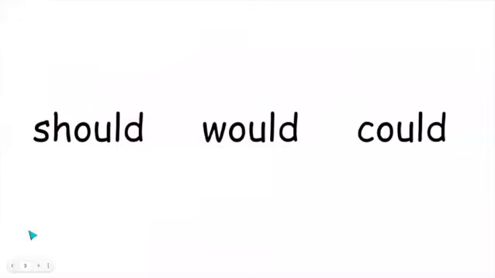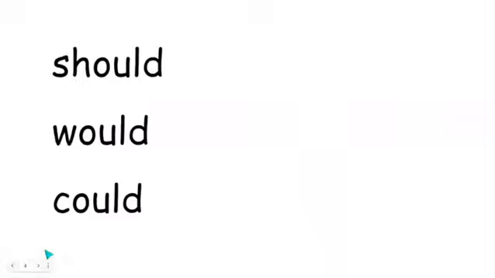Today we're going to look at should, would, and could. First, let's start by thinking about the sounds in the words. If you say the first word slowly, you are going to hear sh, d. And we can mark those sounds with dots. We can also do the same for would, w, d, and could, k, d.